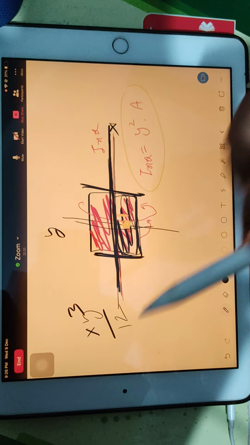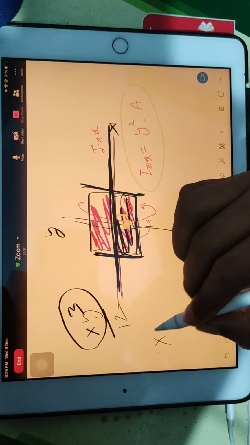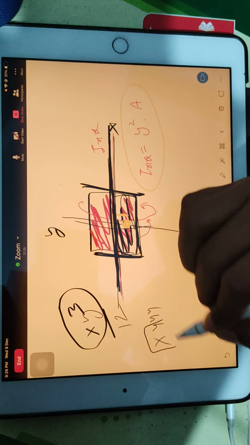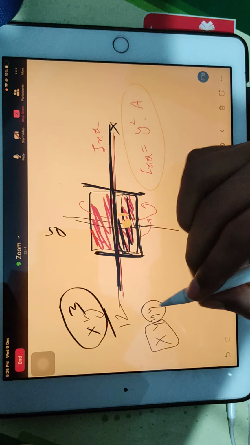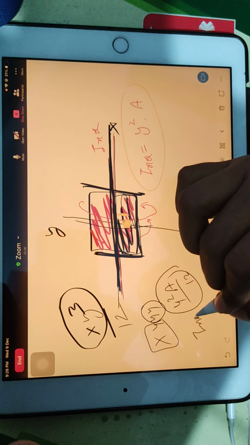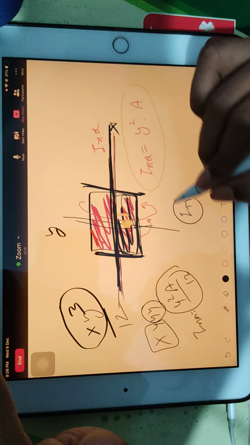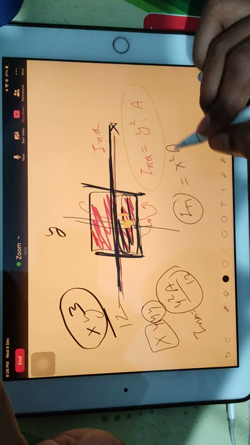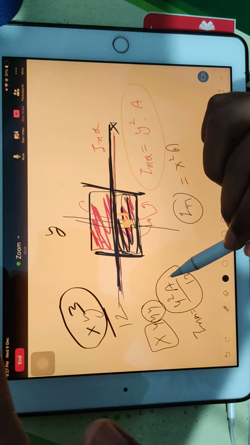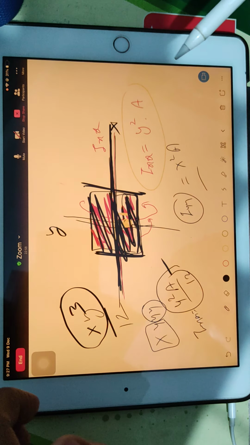So x y cube. Now see, you can break this like this. This x is there, and this y cube you can write as y times y square. So this xy will give you area, and this y will give you y square. So y square times area divided by 12. This will be the Ixx formula. In the same way, you will have the Iyy formula, but that will be x square times area. But this is the simplest form if you are dealing with a rectangular cross section.